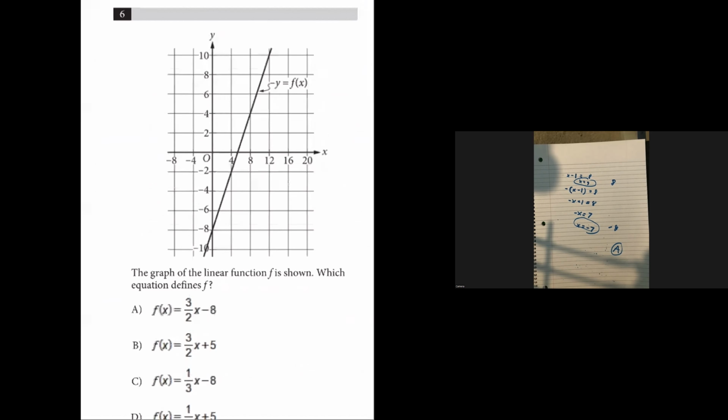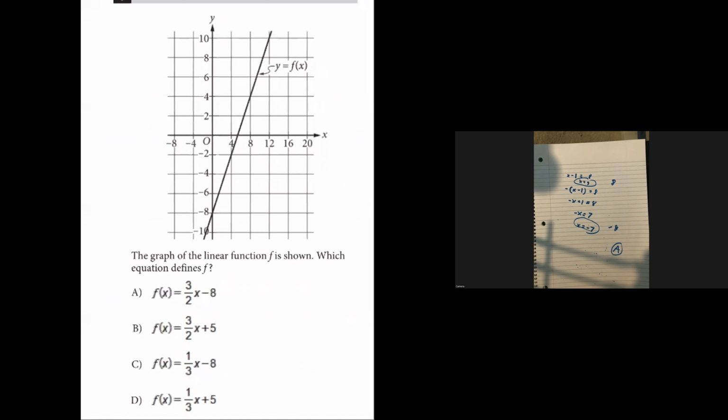Okay, so now we're on the next question. The graph of a linear function is shown. Which equation defines f? So I'll give you a few seconds.